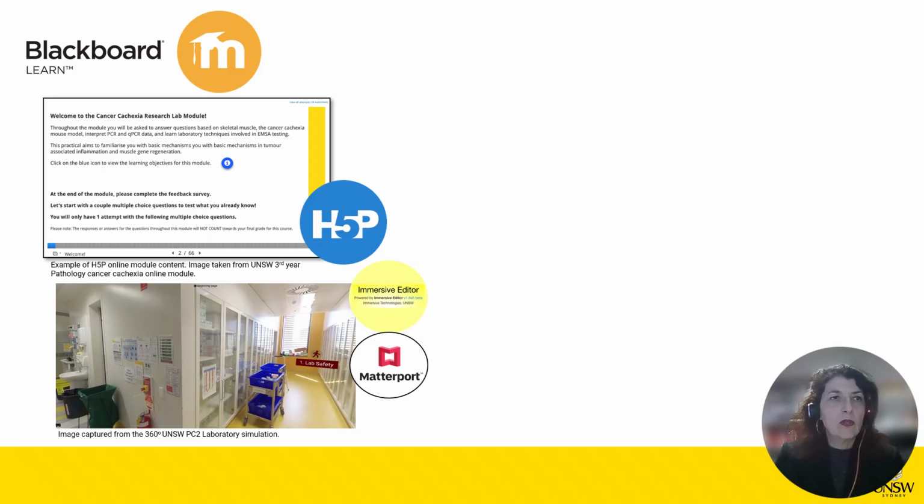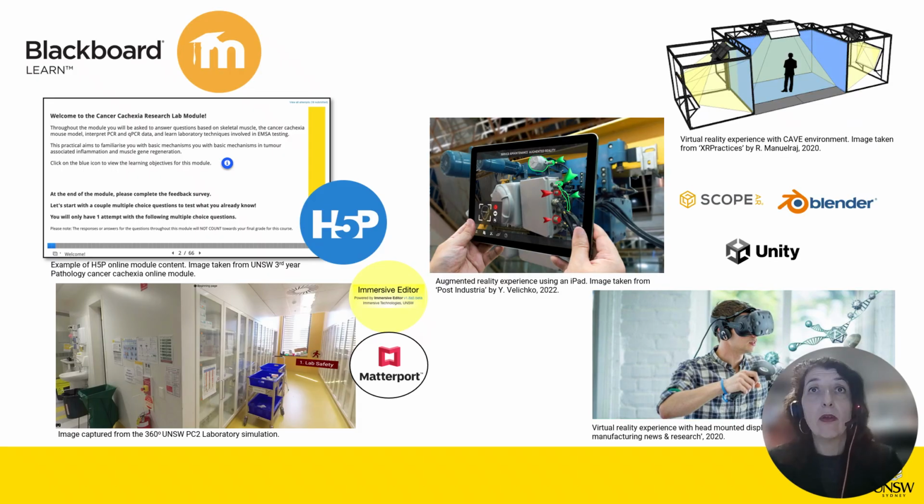We also looked at different ways of using immersive environments. So we used a 360-degree immersive system by taking photographs of our research labs and presenting them to our students in an immersive digital aspect to allow them to feel like they were actually in a cancer cachexia research lab. We used Immersive Editor and we also used Matterport to design some of these immersive lab environments.